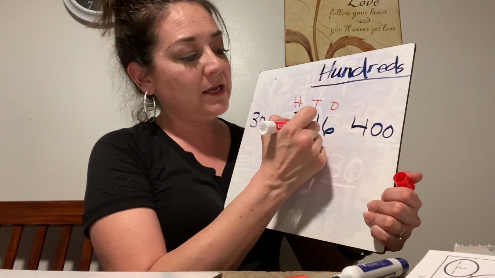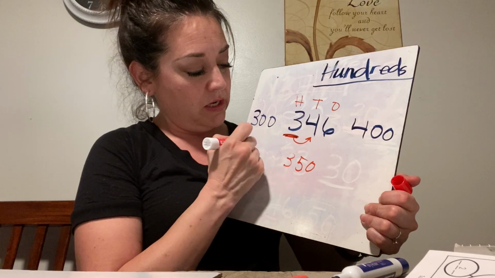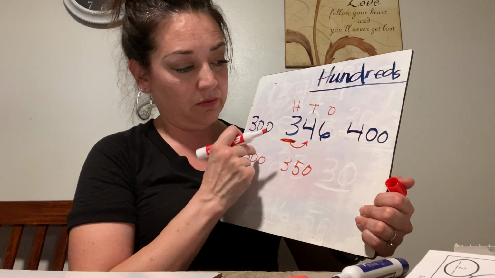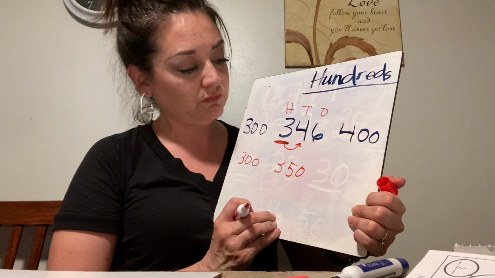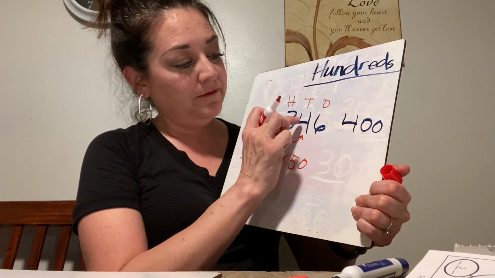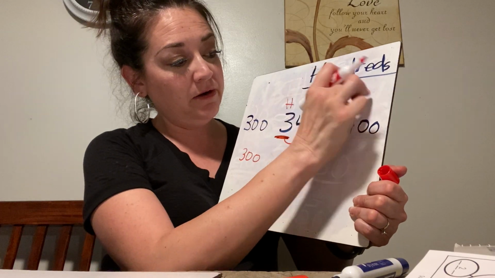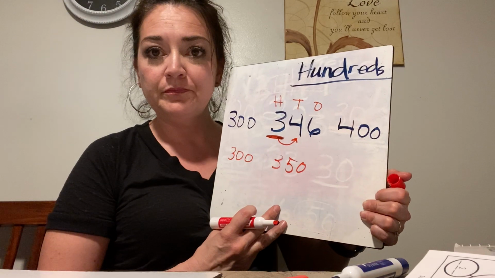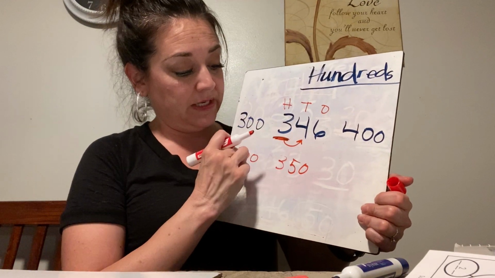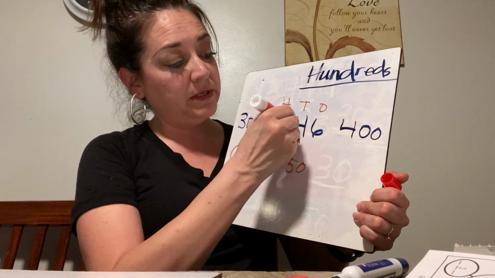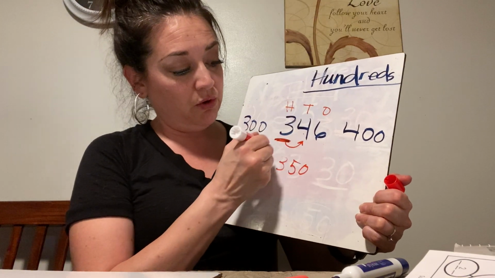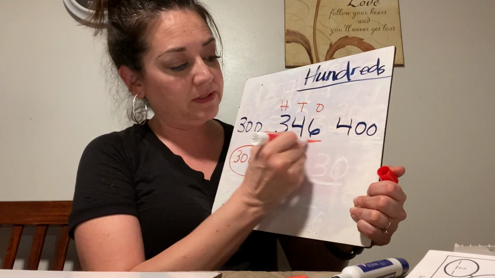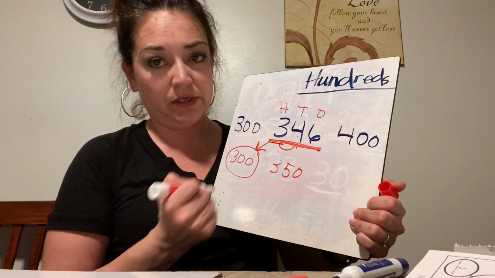But if it's 4 or lower, it's going to be closer to 300, and we will round down. So what do you think? This place is 5 or higher, go to 400, or 4 or lower, go to 300. Right, go down to 300, because this number was lower than 5, it was 4 or lower. So this whole number here, 346, would round down to 300.